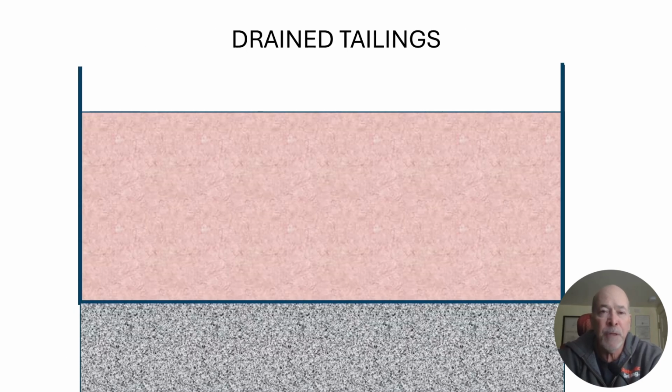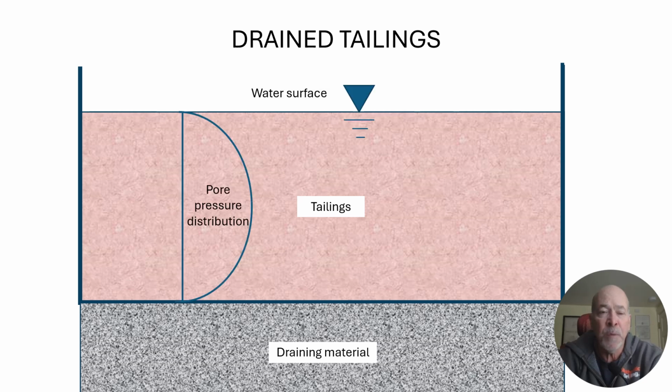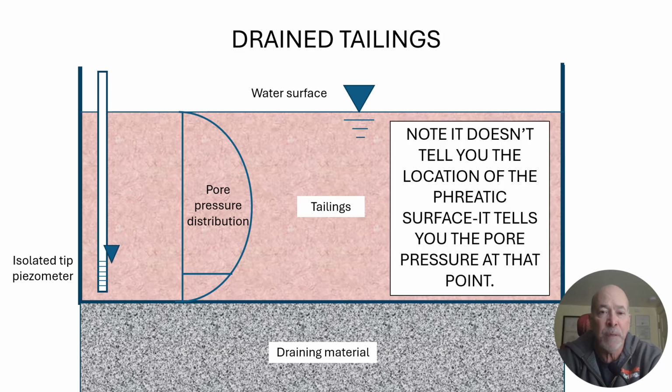Now, if we have tailings and they are drained, we have a different thing going on. So we may have a pore pressure distribution that's like this. We have double drainage, right? The top and the bottom. And we may have pore pressures in the middle. And if we have an isolated tip piezometer, it is going to have that kind of pore pressure at that depth. And so it's going to tell you that this is what the pore pressure is at that point.